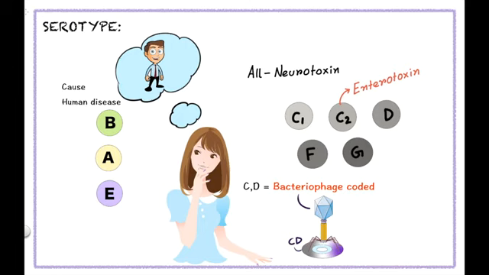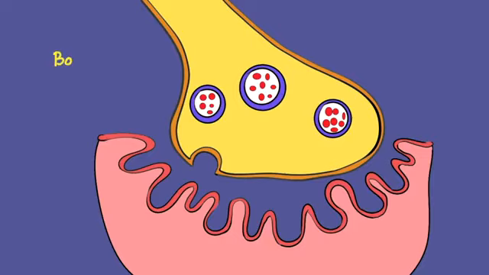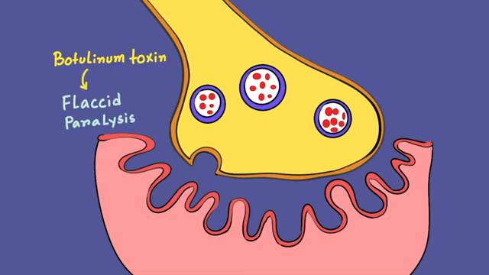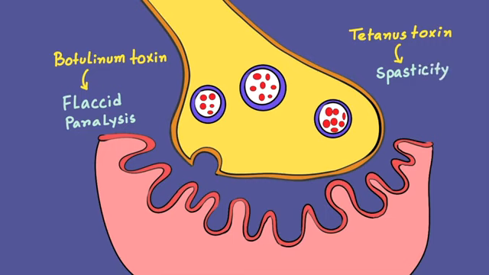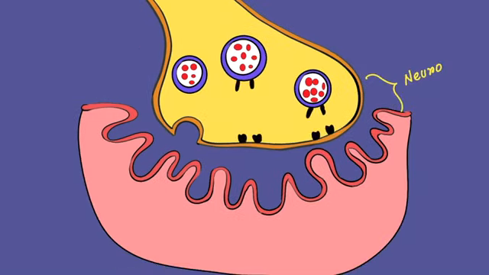Now let's discuss the mechanism of action. As we know, botulinum toxin produces flaccid paralysis and tetanus toxin produces spasticity. Let's see how it happens. Here this is the nerve ending and this portion is the neuromuscular junction. These are the vesicles loaded with acetylcholine.